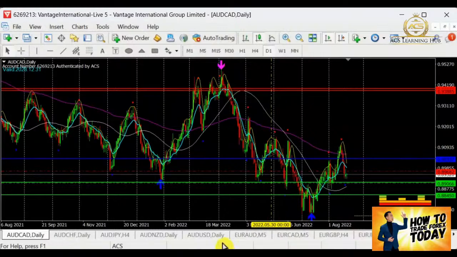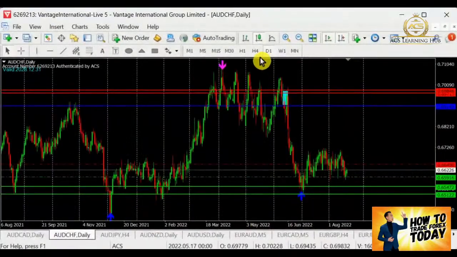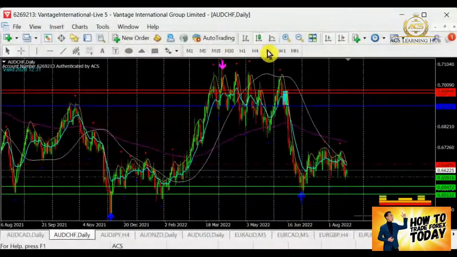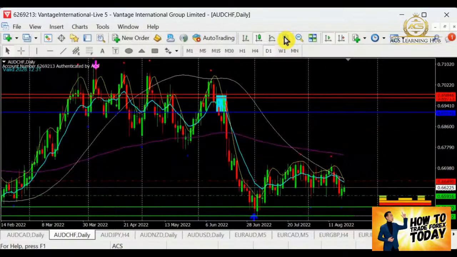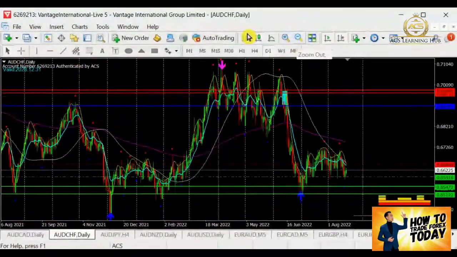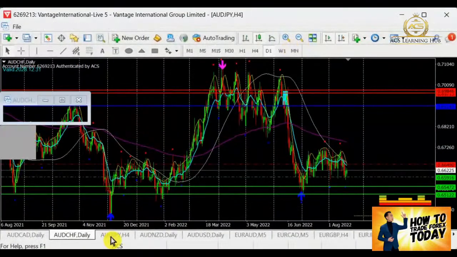So next thing to go, Aussie franc. Let's take a look at Aussie franc. So tentatively, Aussie franc is also in the bull. So currently, I'm not going to touch this for selling.